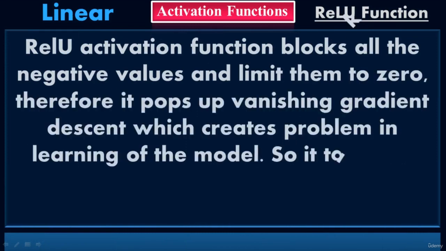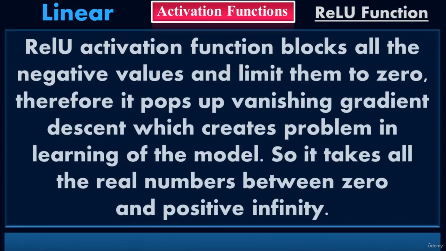The ReLU activation function blocks all the negative values and limits them to 0. Therefore, it suffers from the vanishing gradient problem, which creates problems in learning of the model. So it takes all the real numbers between 0 and positive infinity. If you put a negative value as an input to the model, it will return only 0. Whatever negative value you put there, you will only get 0 as an output. So there is a restriction for negative values, that you will get only 0 in the output.